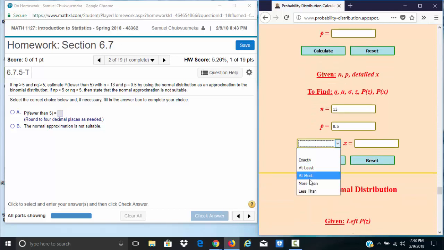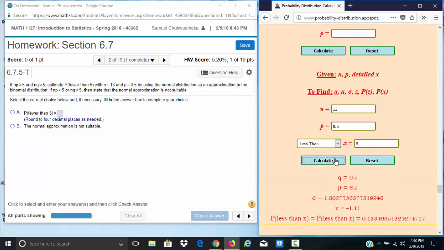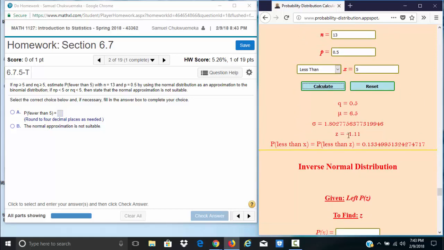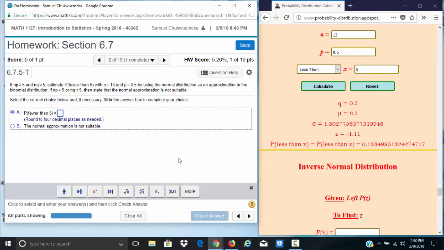Probability less than. You click here, less than, x equal to 5. Calculate. So yeah, the mean is 6.5, as you can see, which is greater than or equal to 5. So the answer here to 4 decimal places will be 0.1335.